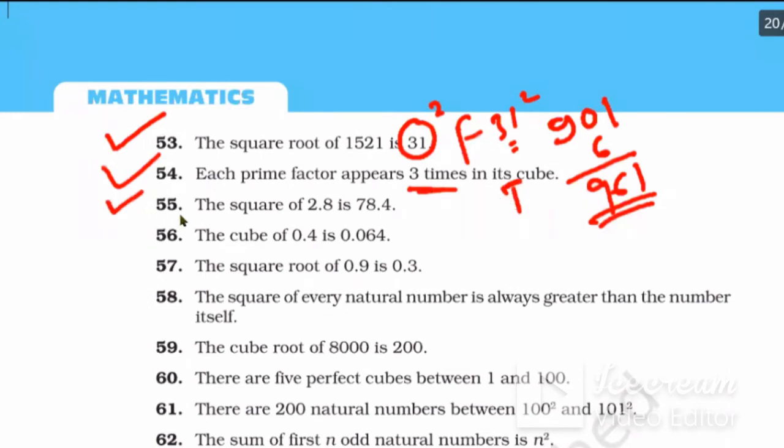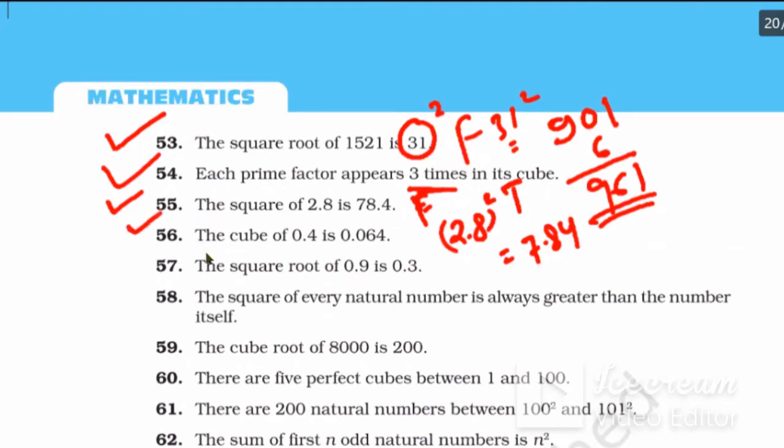Question number 55. The square of 2.8 is 78.4. False. Pratyush, false. So what is true? The square of 2.8 is what? 7.84. Yes, sir.